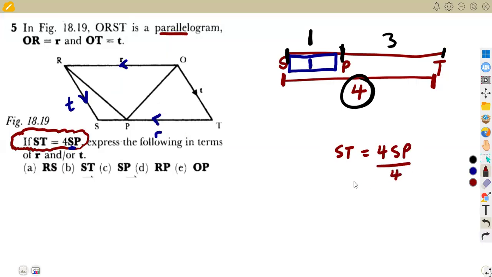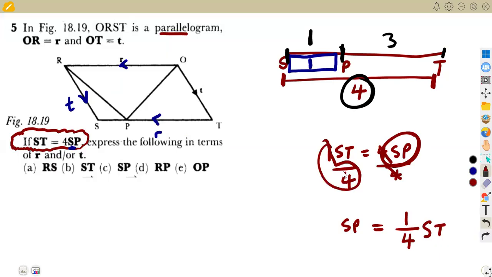What does it mean? Divide by 4 here, divide by 4 here. This is what it means. It means SP here is equal to 1 over 4 of ST. What does it mean? It means SP only occupies 1 part. It's a quarter. SP is a quarter of ST. It carries only 1 part of ST.